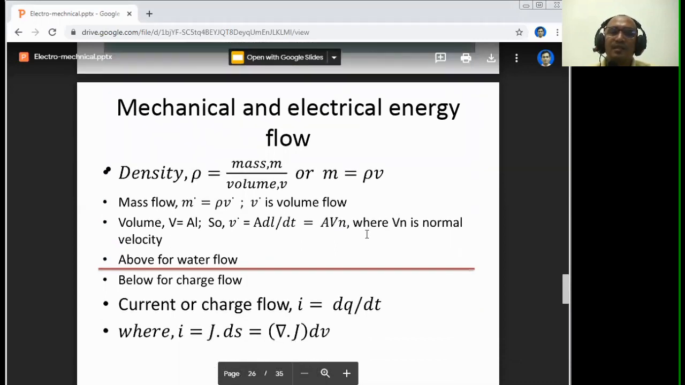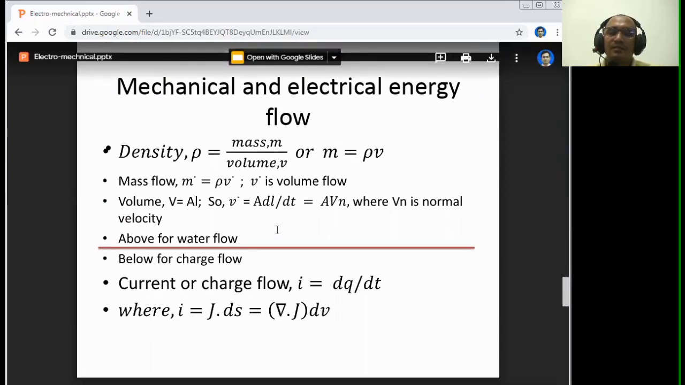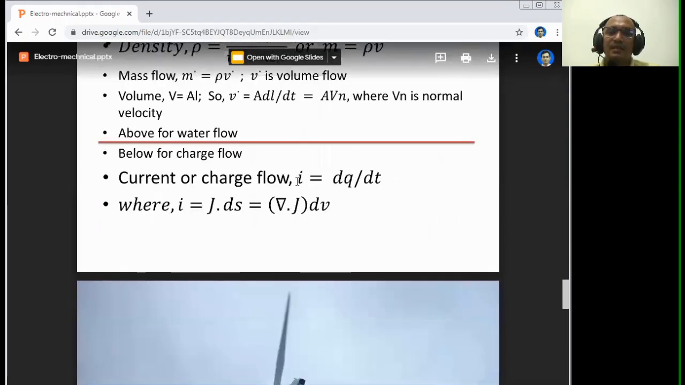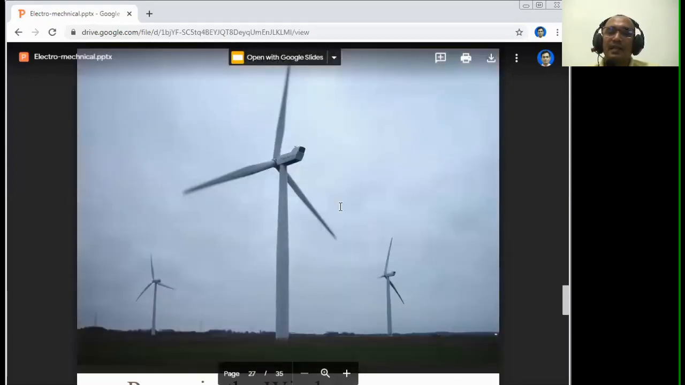In case of mass flow, we should consider its density; water density is definitely very high. Then the velocity will be controlled by the potential, or the height of the water level, and definitely it will give a certain mechanical energy flow rate, that is ultimately transferred to electrical energy. For electrical charge flow, if we consider current, it is actually the flow rate of charge, and the current we can consider as J times dA, where J is the current density and dA is the area of cross section, and then in volume distribution we can relate this.